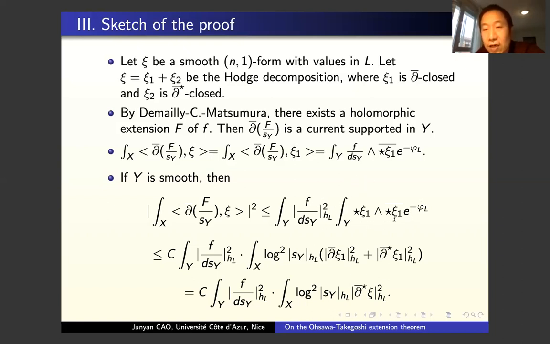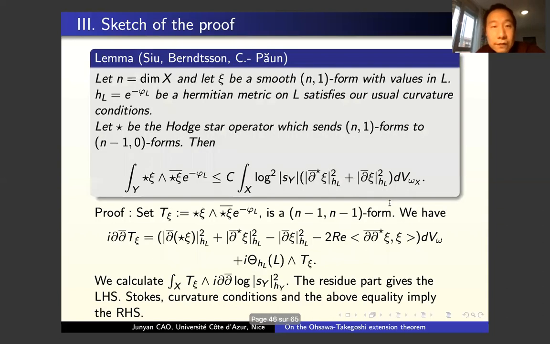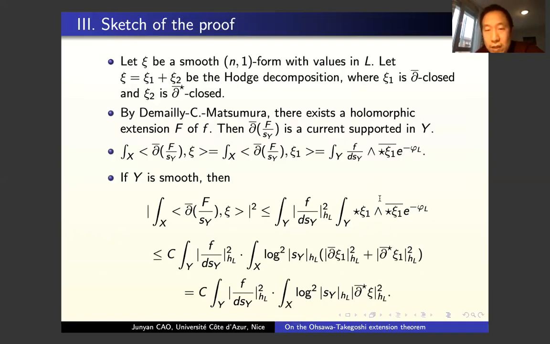And for the second term here, we can apply the lemma of Berndtsson. We know that for this term, its integral over Y is controlled by this one. So this term is controlled by the integral of the derivative of Xi over X. But as we explained before, by using the Hodge decomposition, Xi1 is d-bar closed, so this term equals 0. And Xi2 is d-bar star closed, so d-bar star Xi1 is just equal to d-bar star Xi. So this product is controlled by the L2 norm of small f times this term.